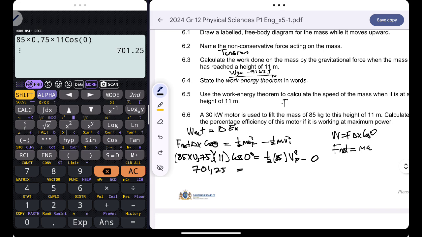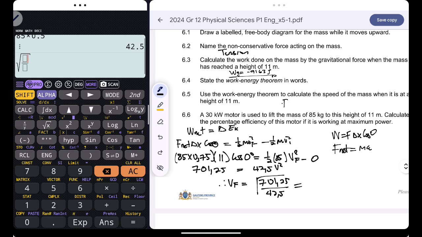I'll simply get 701.25 being equal to 85 times 0.5. 85 times 1 over 2 is just 42.5 multiplied by v squared. Therefore, my velocity will just be the square root of 701.25 all over 42.5.